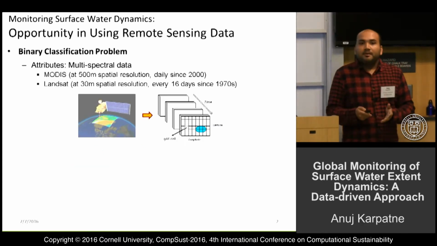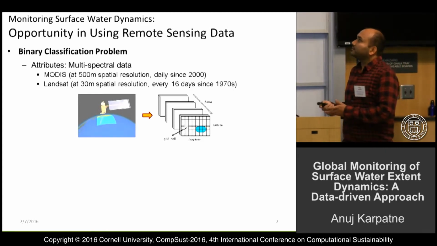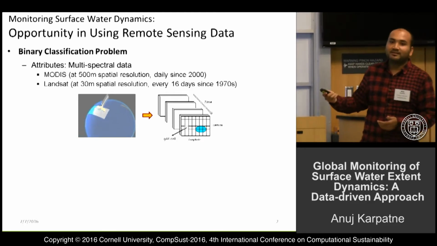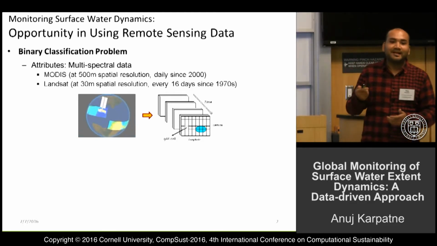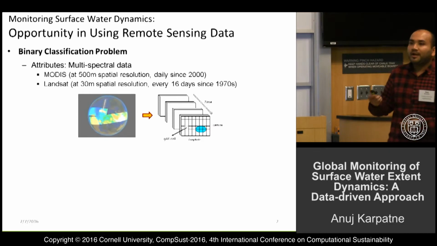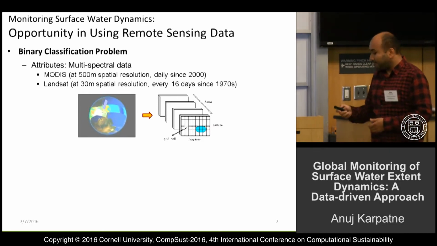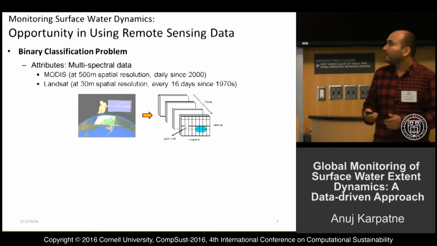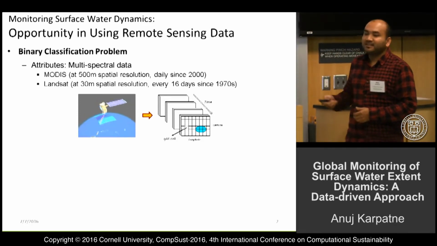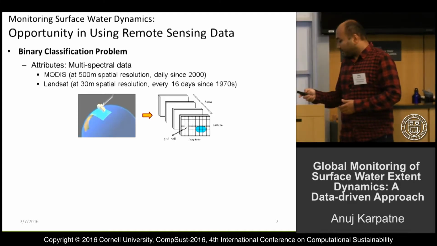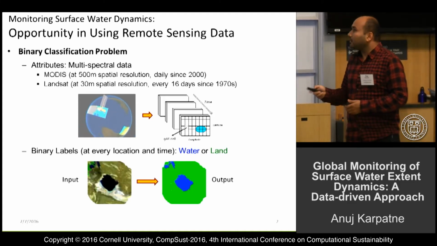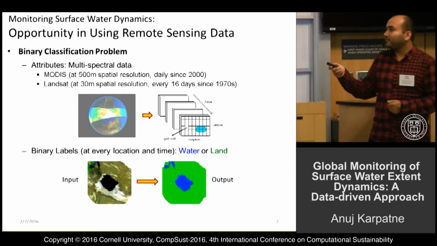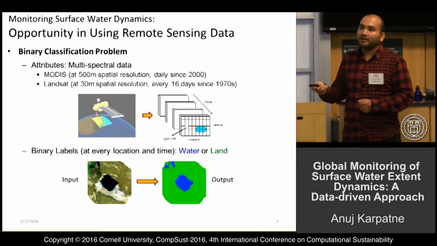So the problem of monitoring surface water can be framed as a classification problem, where we can use remote sensing data collected from these Earth orbiting satellites that capture a variety of information about the Earth's surface that are available as spatiotemporal raster grid datasets. One of these datasets is the multispectral reflectance values. Using this data, we can classify every location and at every time as either water or land.